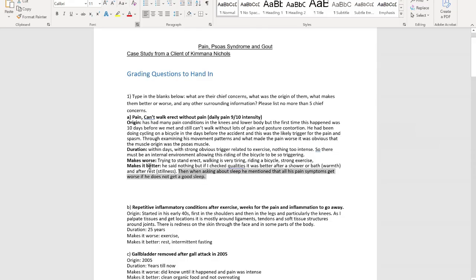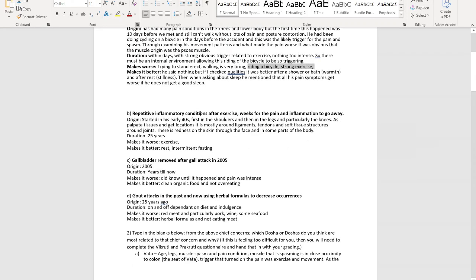A lot of these, what makes it better, are highly related to balancing vata there. And then also this, walking is very tiring, worse for exercise, highly related to, again, vata as the causative factor around this trigger and this pain symptom.